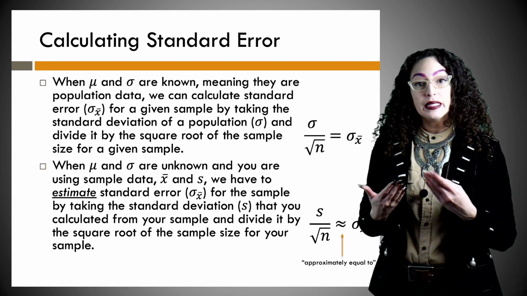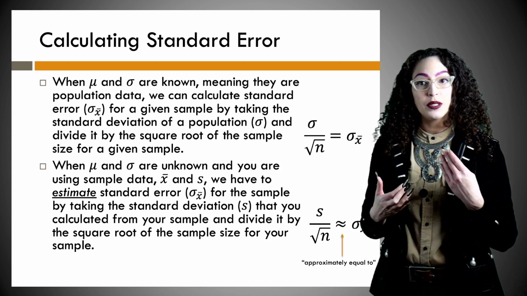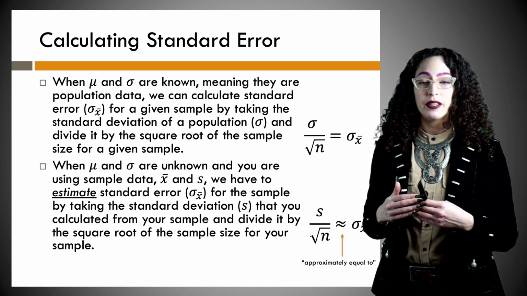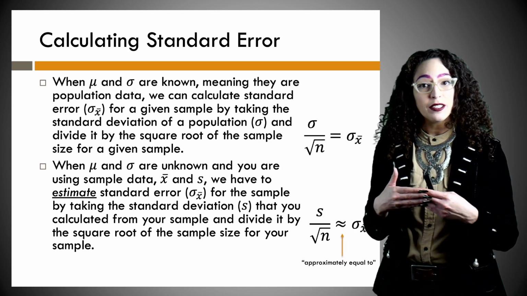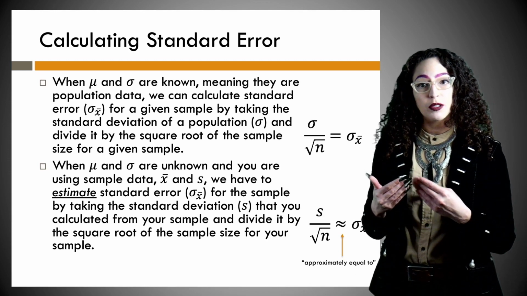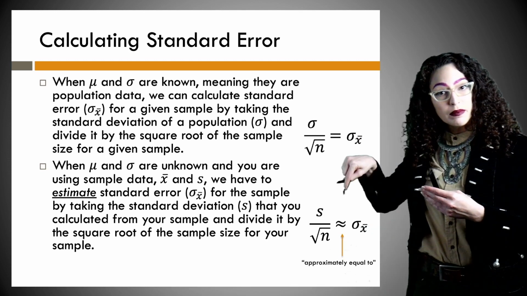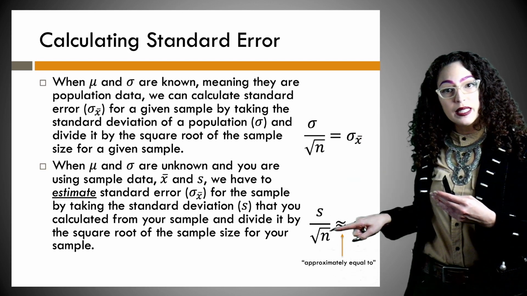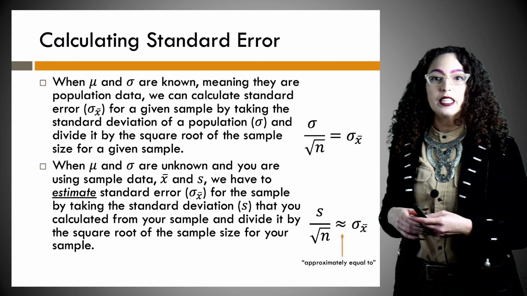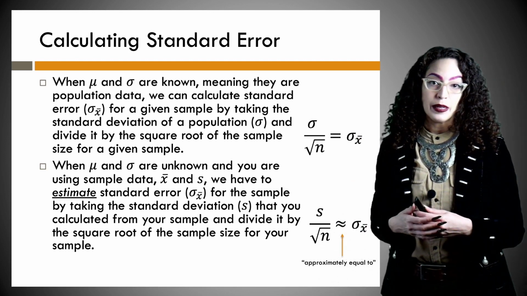But when mu and sigma are unknown and you have to use sample data like x bar and s, we have to estimate the standard error for the sample by taking the standard deviation that you calculated from your sample and dividing it by the square root of your sample size. This guy. The reason that this is an equal sign but looks more like two tildes or little wigglies is because that means it's approximately equal to.